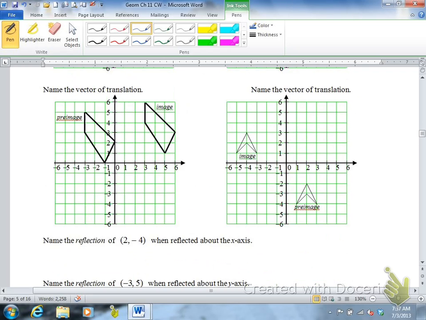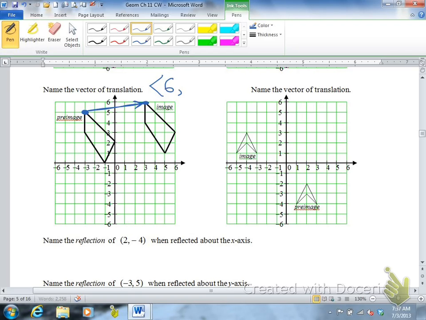Next we have name the vector of translation. So let's draw in the vector. You need to know where to start and where to end. The pre-image is where you start, the image is where you end. So let's pick a point right here. It is mapped to this point, and our vector is this line. So to write the vector, you're going to have those pointed brackets. We have, how much did we go left or right? Well, we went 6 to the right.